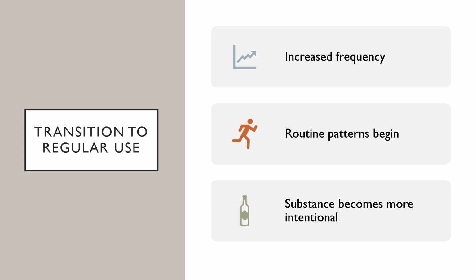So the transition from experimentation to regular use is a critical point in the progression of addiction. This is where the substance use becomes more consistent and begins to form patterns. I call this habitual use. Instead of occasional use, the person starts to use on a regular basis, like every weekend or several times a week. They're coming home and popping open a beer at the end of their night just so that they can relax or whatever. And that behavior becomes more intentional.